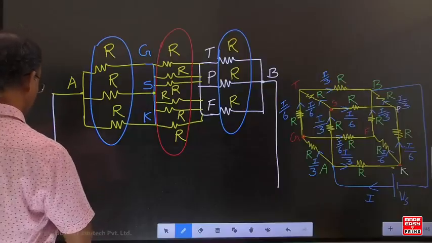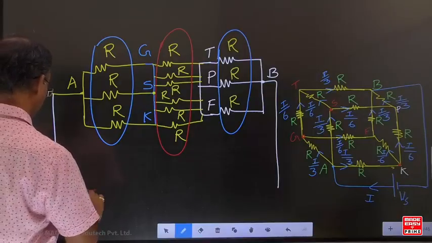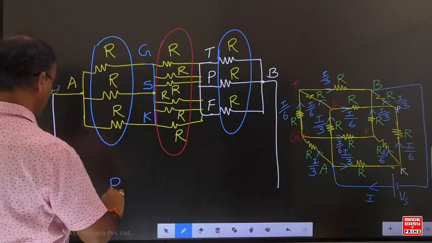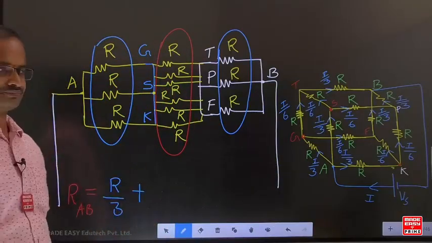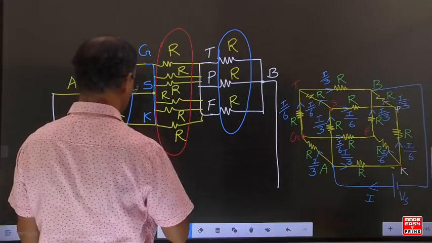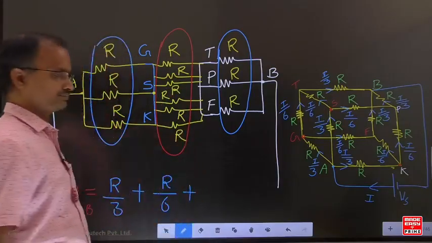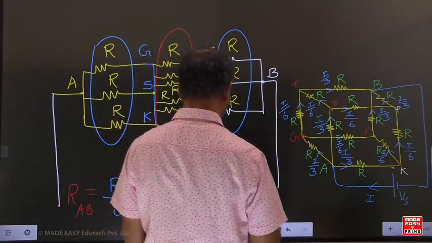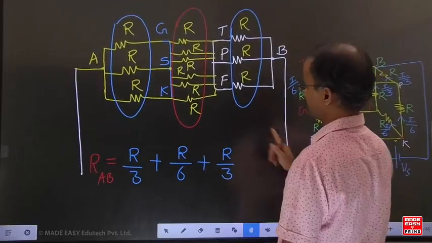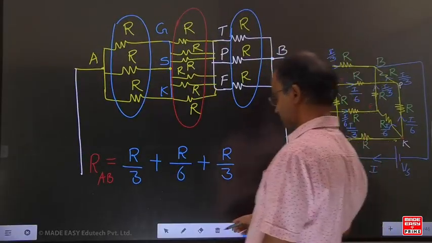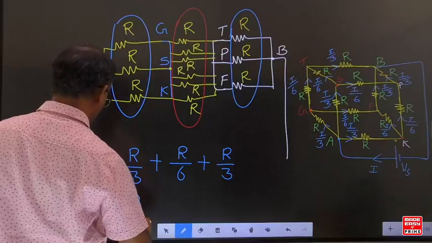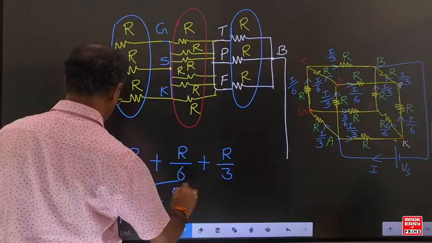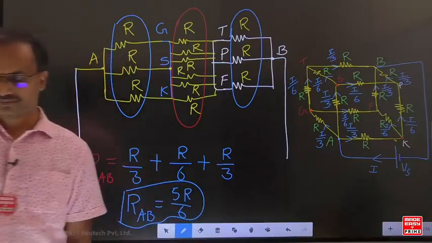Now what is the requirement? Equivalent resistance with respect to A and B. These three branches are in parallel. What is the equivalent resistance for this one? R by 3. These 6 branches are in parallel. What is the equivalent resistance for this one? R by 6. Here also, 3 branches are in parallel. Here also, what is the equivalent resistance? R by 3. You can simplify, right? See, R by 3, R by 6, R by 3. If you find out the equivalent resistance, then what is the answer for this one? 5R by 6.